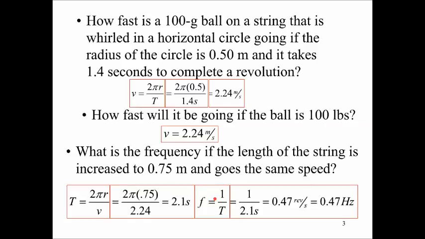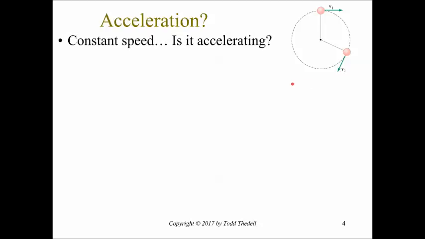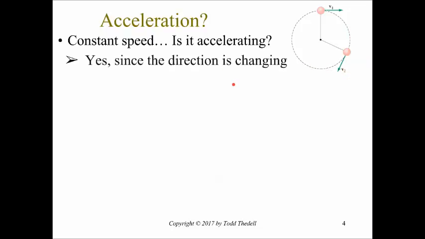But there's one more thing. What about acceleration? So we have this ball on a string going around, and we have a velocity at one point pointing off to the right. We have a velocity at another random point pointing off there. So even though the magnitudes are the same, and the magnitudes would indicate the speed, is this accelerating? The quick answer to that is yes. Since the direction is changing, then we say that it's accelerating.